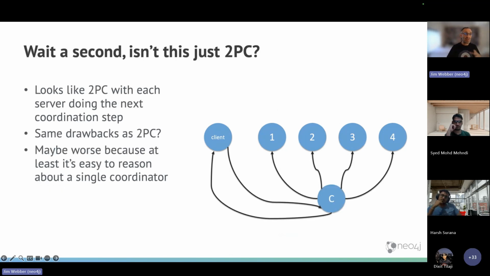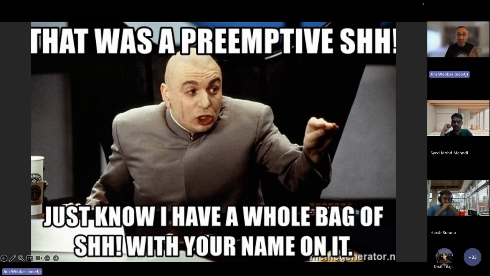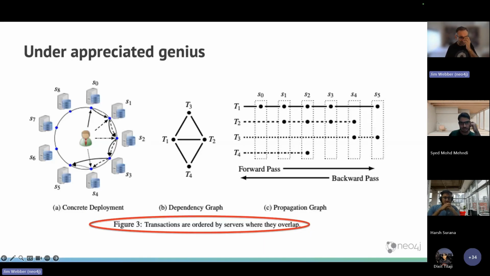You might say, hey, Jim, this looks a lot like two-phase commit, but instead of having a coordinator, each machine is responsible for the next stop. And I think you're right. I definitely think you're right. Same drawbacks as 2PC, and maybe it's actually even harder to reason about because there's no single coordinator. But bear with me for just one more second before you tell me it's silly, because the genius comes here. We know that ordering things in a distributed system is hard. Total ordering, knowing the exact order of every transaction across the whole distributed system, is completely safe, but also completely impractical from a scalability point of view.